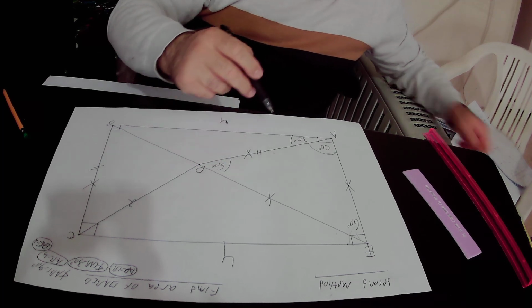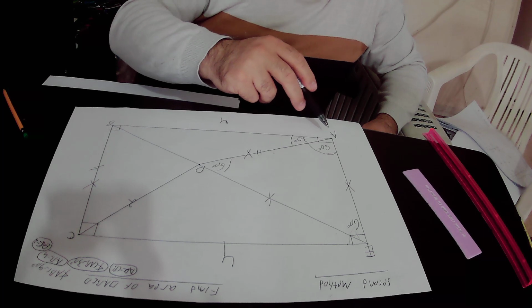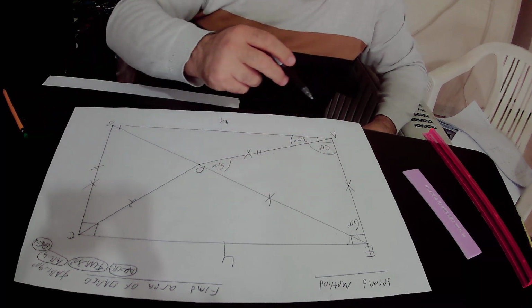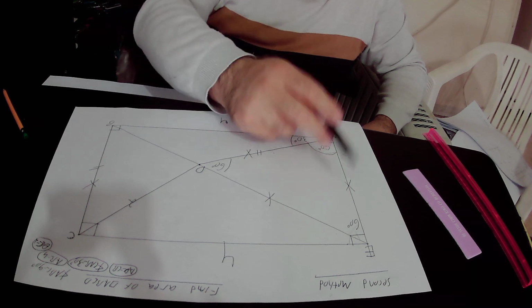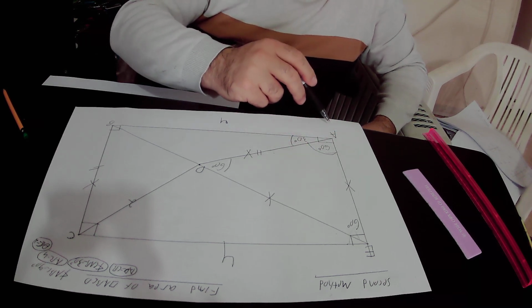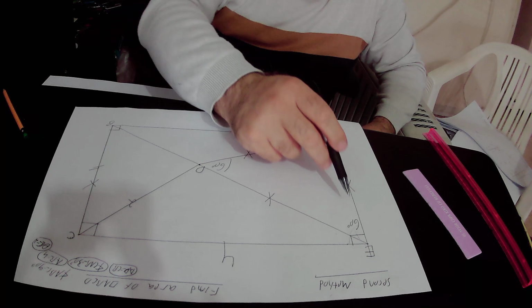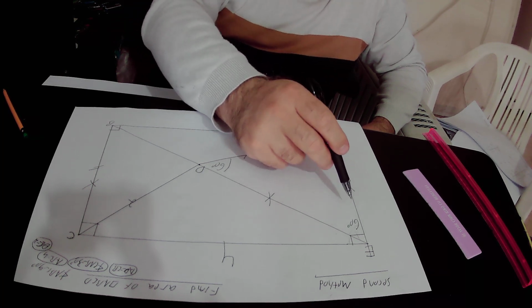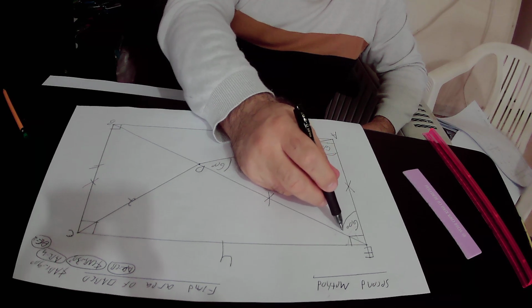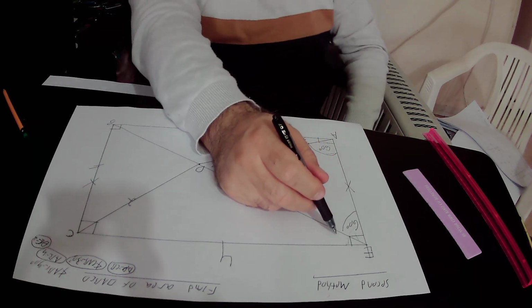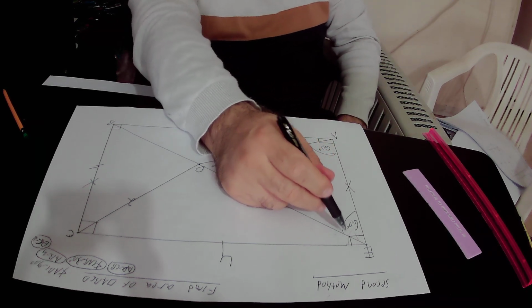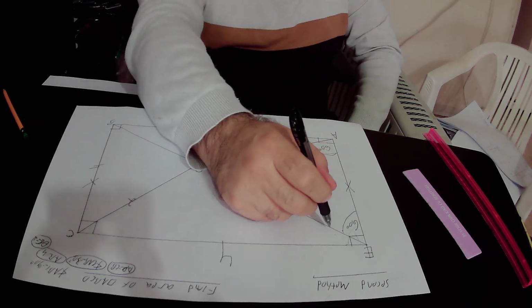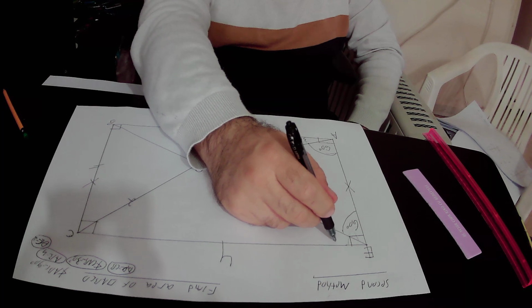So here we know that angle AEC equals 90 degrees, according to rule number 1. So angle DEC will be equal to 90 degrees minus 60 degrees, which is 30 degrees.